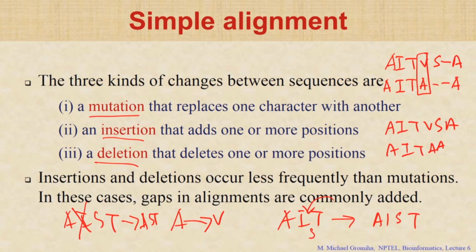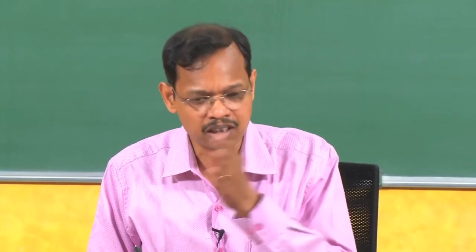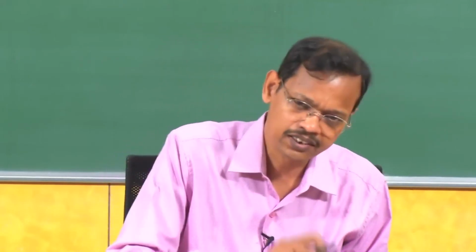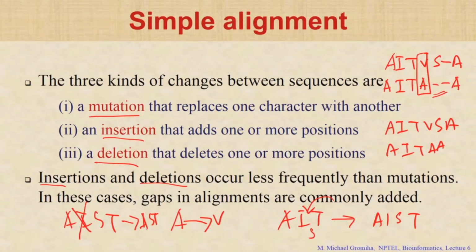Then if you look into these sequences, the insertions and deletions occur less frequently than mutations. If you see different sets of sequences from the same organisms, you frequently see the mutations, changing one amino acid by another amino acid, right. There is less possibility of insertions and deletions, which we can represent by gaps, but this is not frequent. So, this will be given a high penalty when you make a sequence alignment.